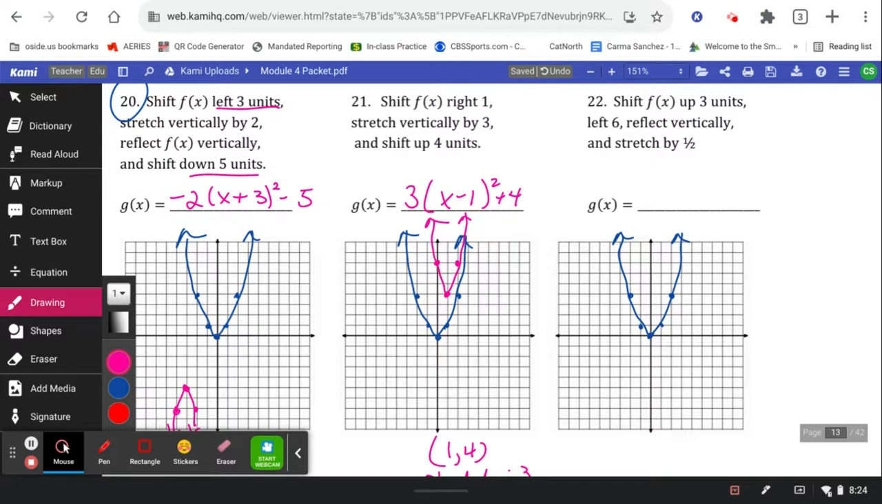Last, shift up 3 and left 6. 1, 2, 3, 4, 5, 6. Up 1, 2, 3. It says to reflect it and stretch a half. So out 1, down a half. Out 2 is normally down 4. We're going to go out 2, down 2. And then connect it. We know it's going to be negative 1/2 (x minus a negative 6) and up 3. Don't forget the squared. Okay, and obviously label and scale all your graphs anytime you're graphing. How'd you do?